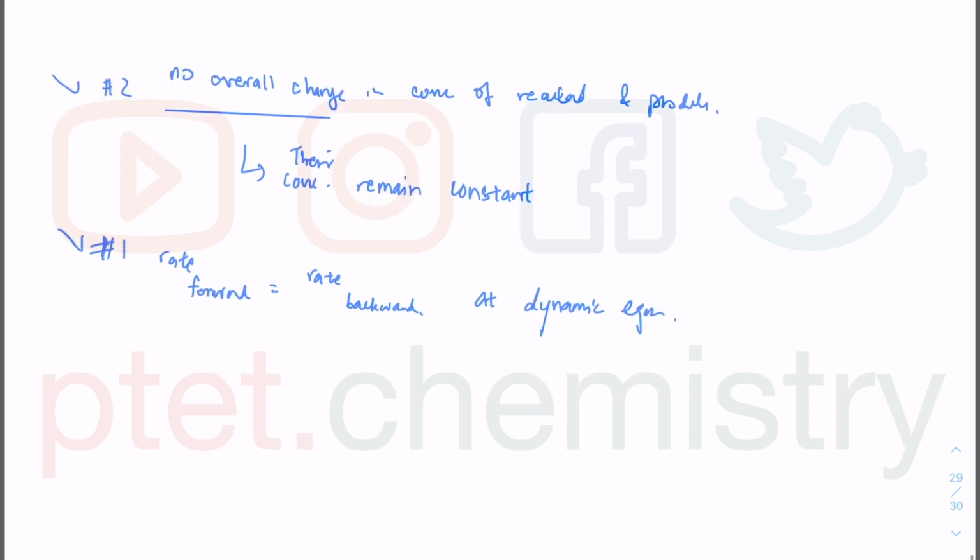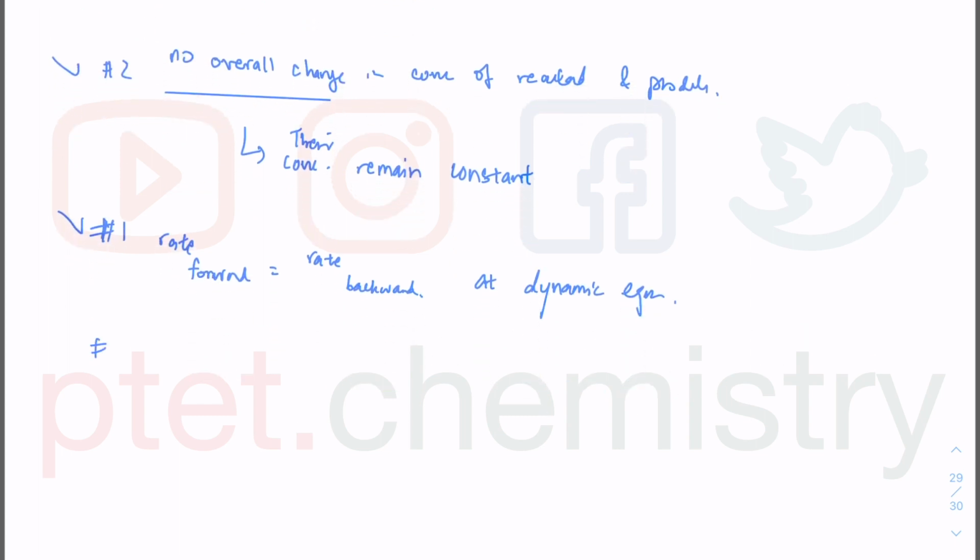Now, there is no change in the measurable properties of a system. It's hard for me to actually justify this. Let me think of a way. Measurable properties of the system. How can I explain this? There's no change in the measurable properties of the system. Oh yeah, because it's at equilibrium.